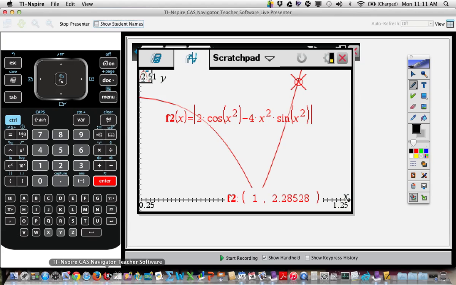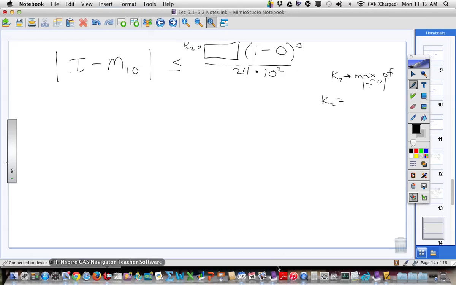2.28528. That's the max of F double prime, which is telling the curviest, right? The most concavity that this function ever has. 2.28528. So what would be a good place to round that one? 2.286 would be pretty good.